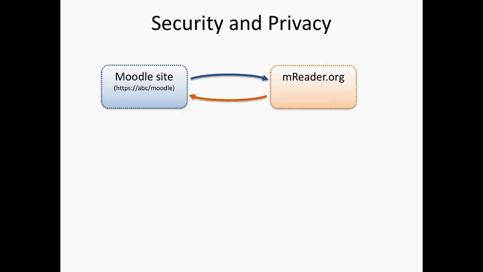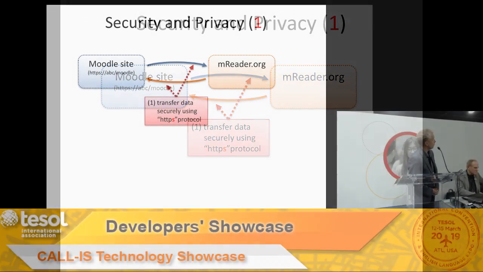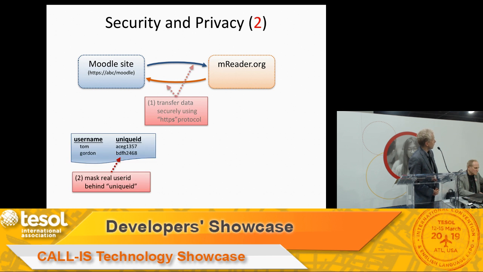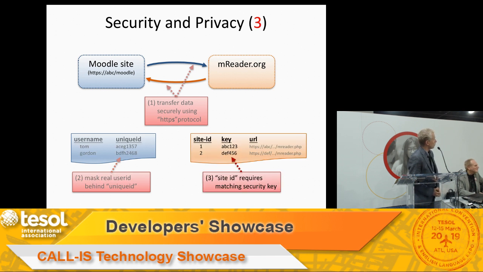The security and privacy of the interchange of data was very important, so there are several devices that we use to improve the security. Firstly, we transfer everything using HTTPS, and secondly, we mask the real username behind a unique ID, so that Tom actually never knows the real name or username of the Moodle users who are taking it. And also, each site needs a key in order to access Tom, and finally the results are only sent back to a predefined URL. Okay, that's it.